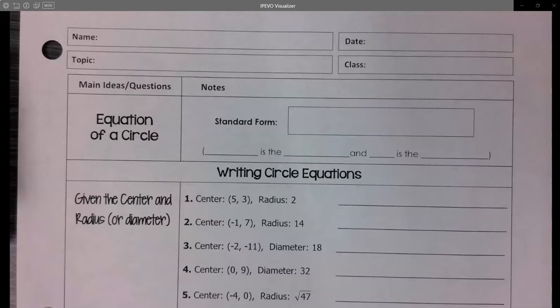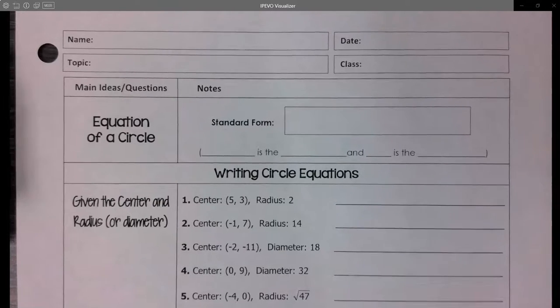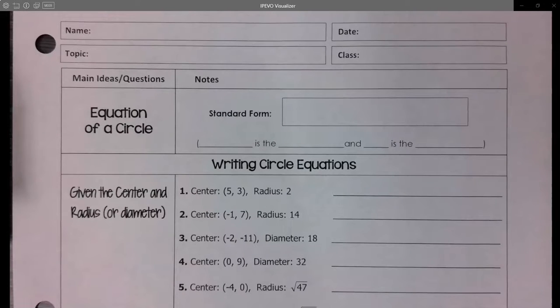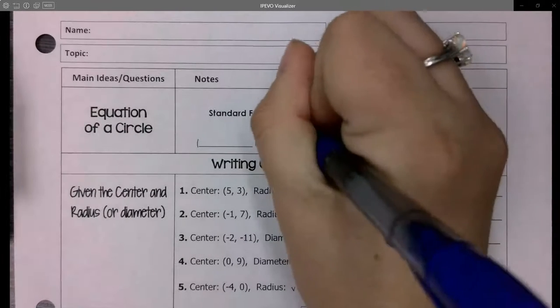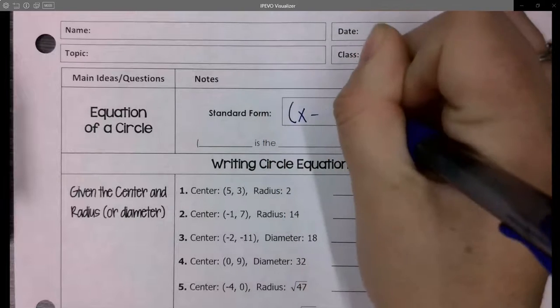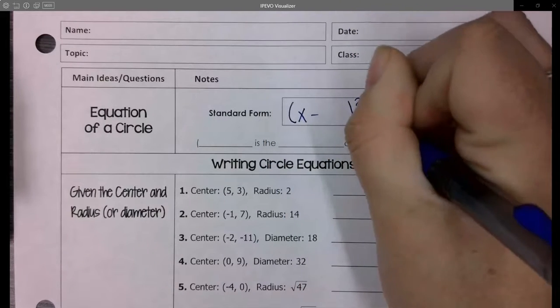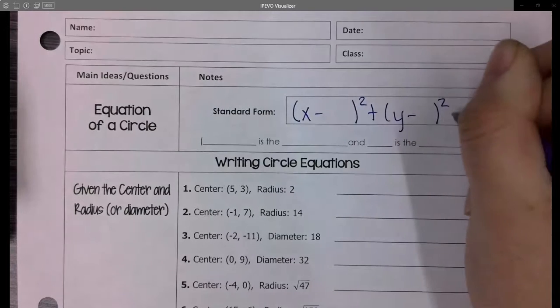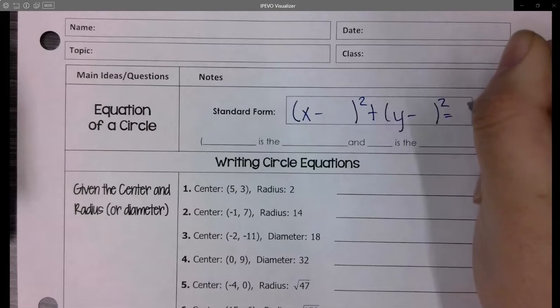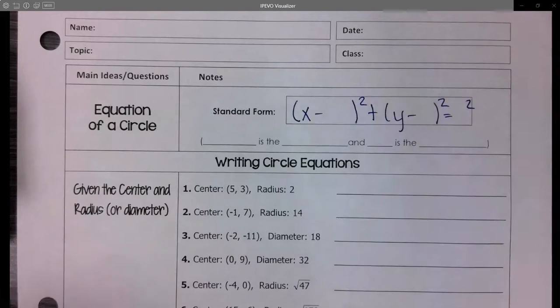Okay, so today we are talking about the equation of a circle. So this is if we wanted to graph it on a coordinate plane. Standard form is (x minus h) squared plus (y minus k) squared equals r squared.